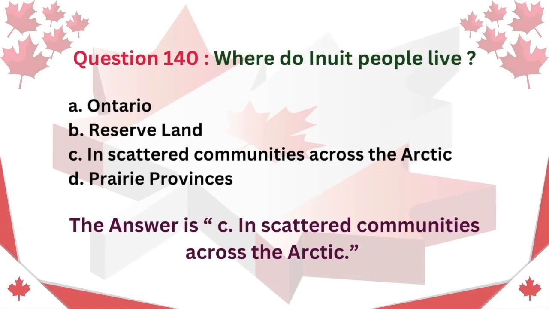Question 140. Where do Inuit people live? A. Ontario. B. Reserve land. C. In scattered communities across the Arctic. D. Prairie provinces. The answer is C. In scattered communities across the Arctic.